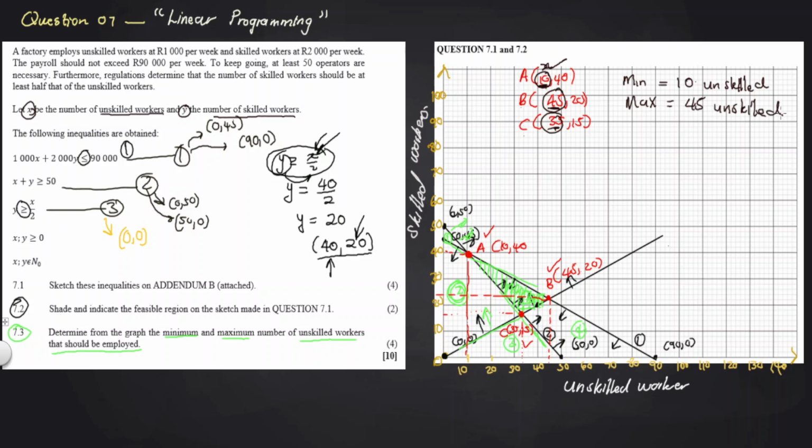This problem is weird, however you can manage. It's not one of those problems where there's maximizing of profit or manufacturing something. Here we're getting the minimum and maximum values for the number of unskilled workers. If they wanted the minimum and maximum for the skilled workers, you'd take the y values and then take out the minimum and the maximum.